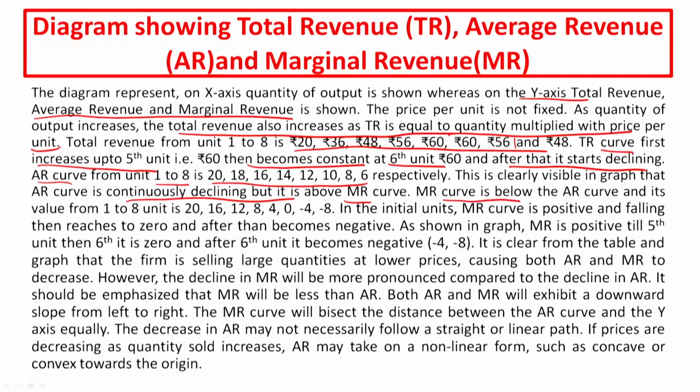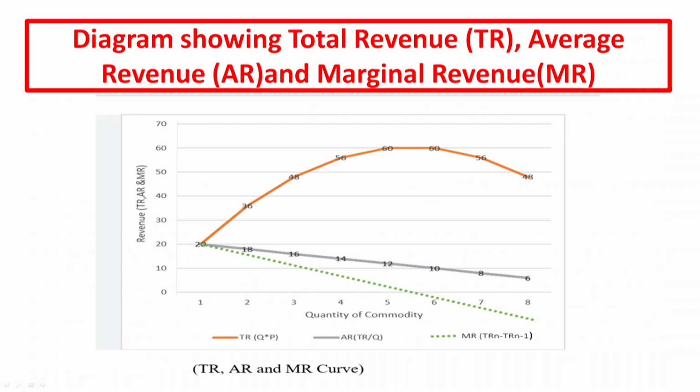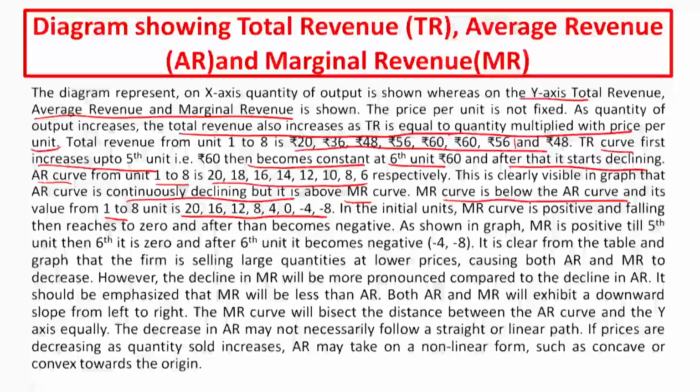The MR curve is below the AR curve, as you have seen, and its value from 1 to 8 is 20, 16, 12, 8, 4, 0, minus 4, minus 8. In the initial units, the MR curve is positive and falling, then reaches 0 and then becomes negative. So, as you are able to see, the MR curve gradually decreases, comes to 0 here and then becomes negative. We have discussed this as shown in the graph.